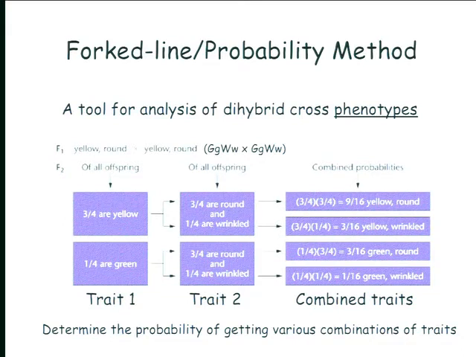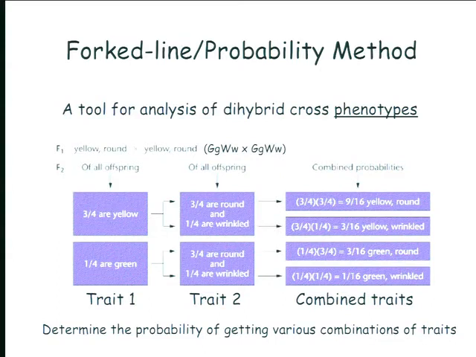In the F2 generation, if you look at all of the offspring, just observe their phenotypes, because the yellow allele, big G, is dominant to the recessive little g allele, we can say for trait 1, the yellow trait, 3/4 are going to be yellow, right? Because they're either going to get big G, big G, big G, little g, or big G, little g. So 3/4 are going to be yellow, 1/4 are going to be green.